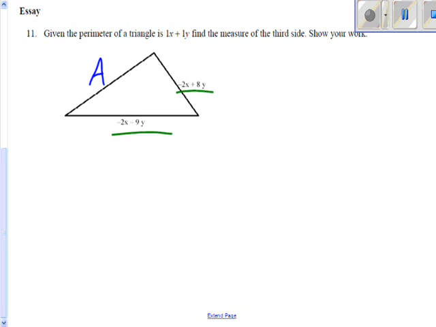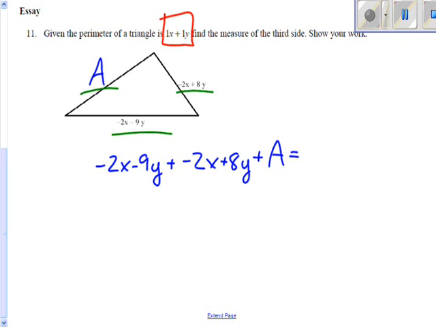We add this side plus this side plus this side. That's how we find perimeter. It's all the sides added together, so -2x minus 9y plus, I've got a negative 2x plus 8y plus my missing side, which is the A, and that's going to equal my perimeter. Well, it tells me in the problem that the perimeter equals 1x plus 1y, so this is x plus y.